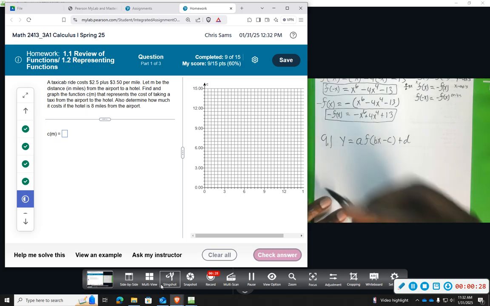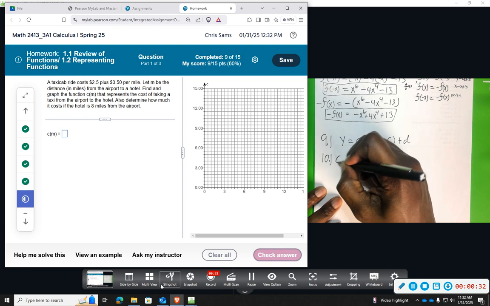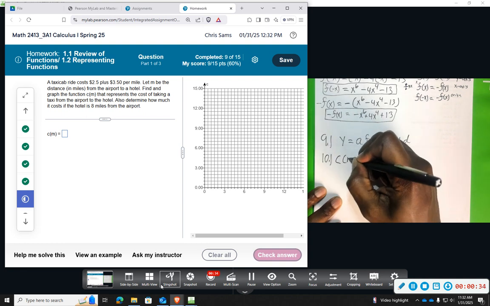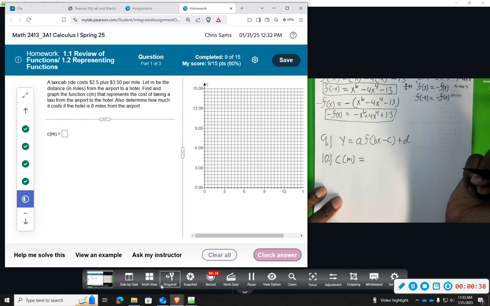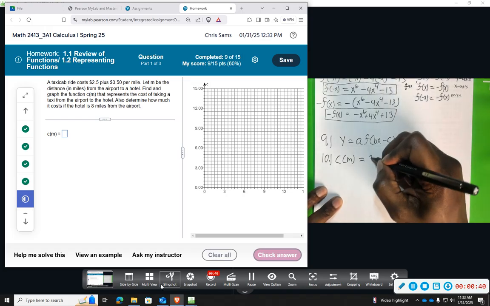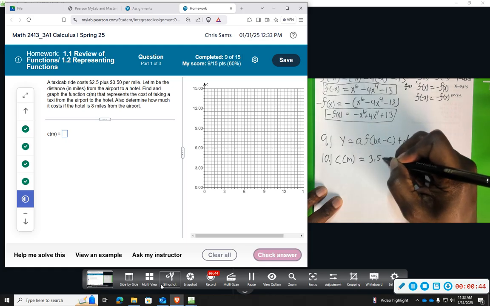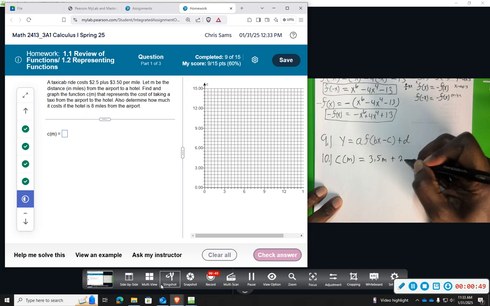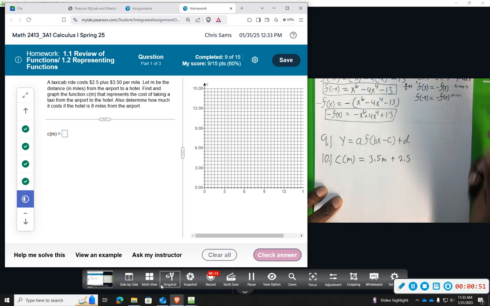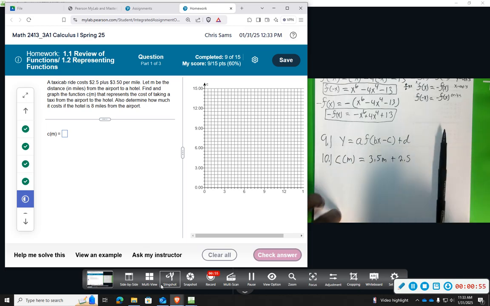Okay, so we are wanting to come up with a cost function, and the cost is a function of miles, and they tell us that it is $2.50 plus $3.50 per mile. So for the $3.50 per mile, I'm going to say $3.50 M plus a $2.50 flat rate. Every additional mile is going to cost $3.50. So this is going to be our cost function first.